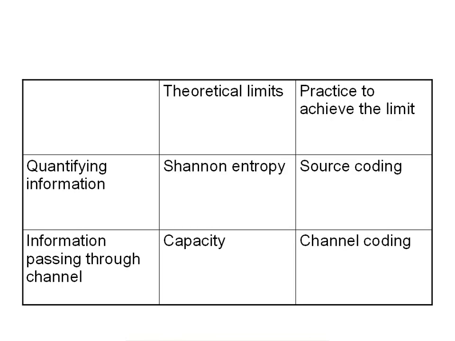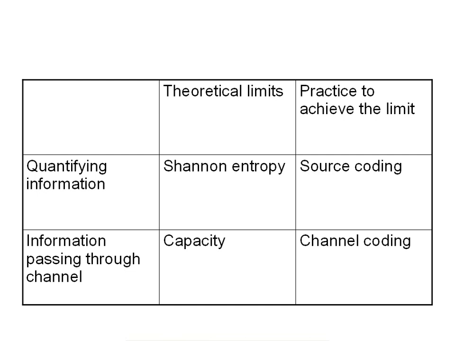So here I just want to summarize what we did in this overview. We introduced two problems. One is trying to quantify information. It turns out it is very much related to the compression problem. The theoretical limit of compression, or the amount of information in a message, is the Shannon entropy. And the practical way to compress a message at the rate of the entropy is studied in the realm of so-called source coding.